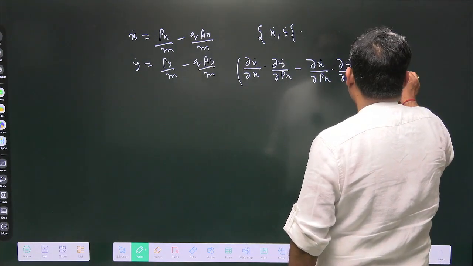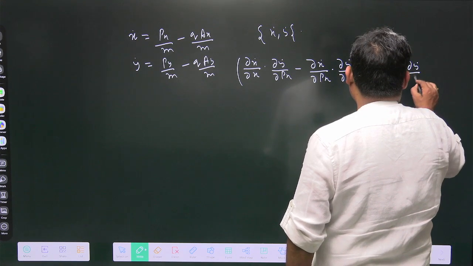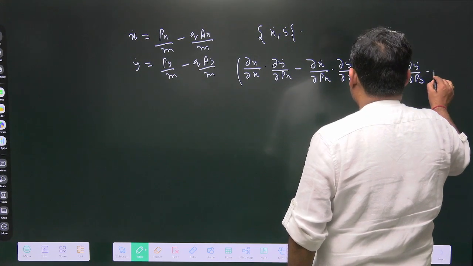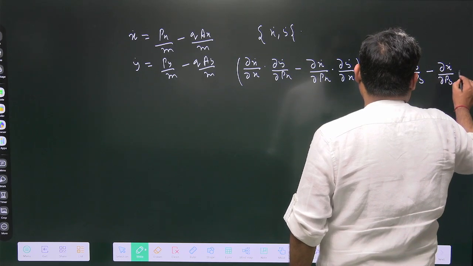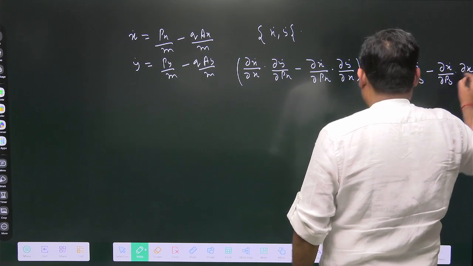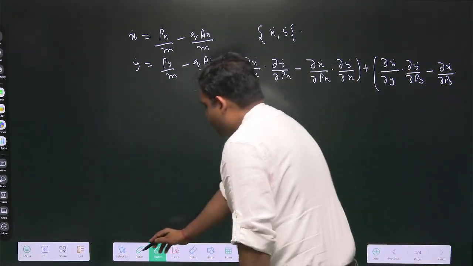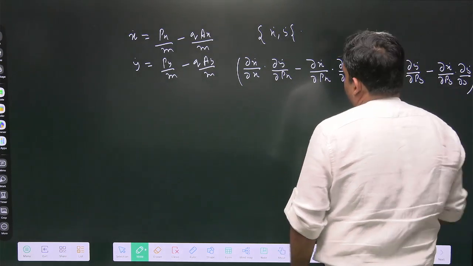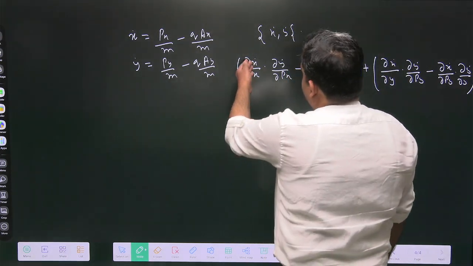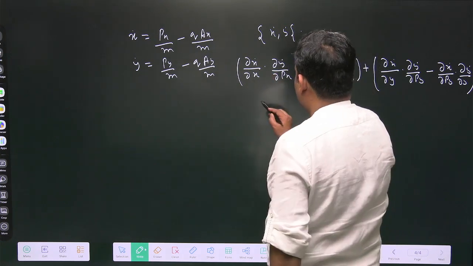So we have ∂ẋ/∂y times ∂ẏ/∂py minus ∂ẋ/∂py times ∂ẏ/∂y. So what will happen? ∂ẏ/∂px is equal to 0. So the first term is 0.